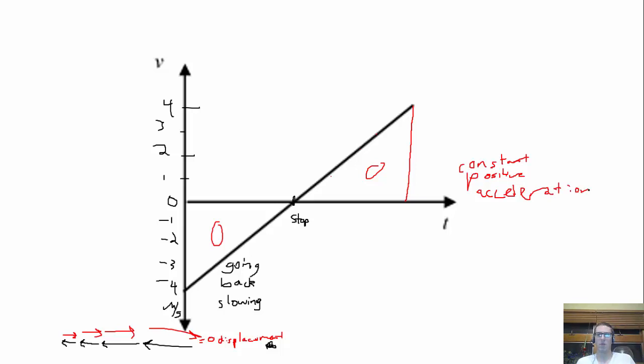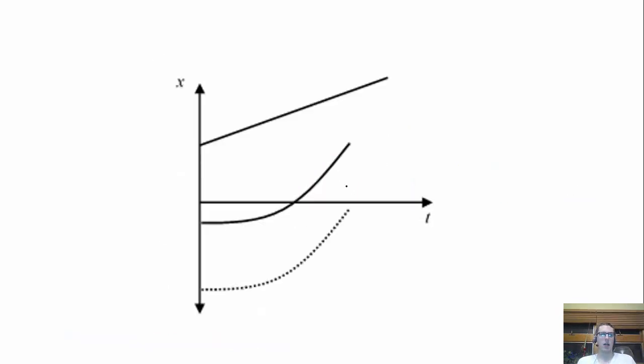There we are. Again, because of the positive slope, this is going back and slowing. This is going forward and speeding up. Speeding up. Okay.